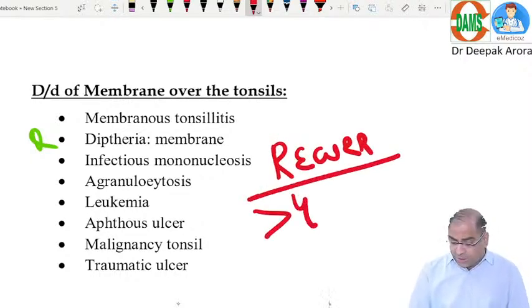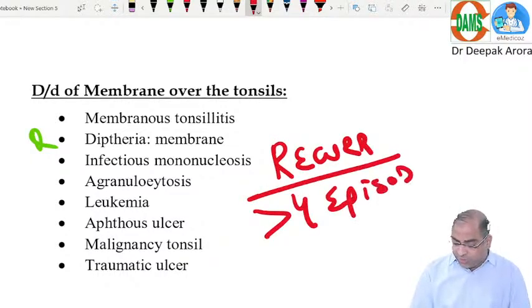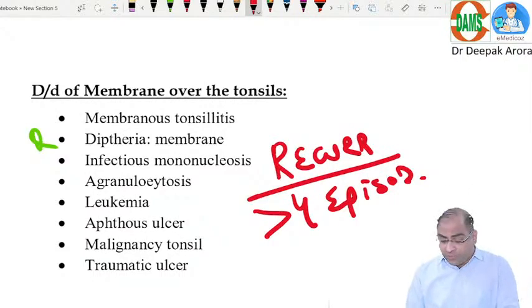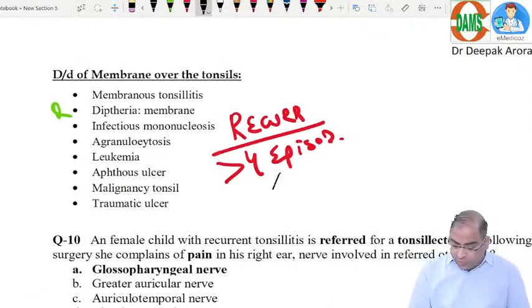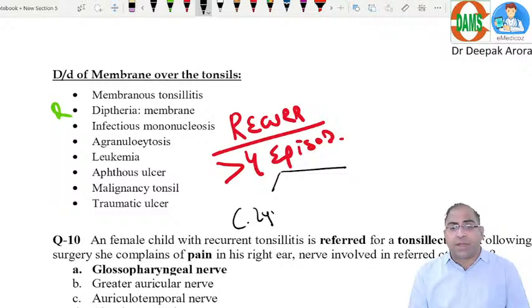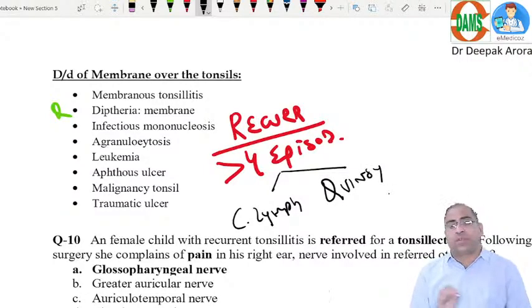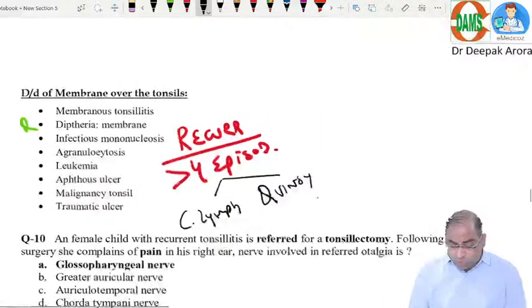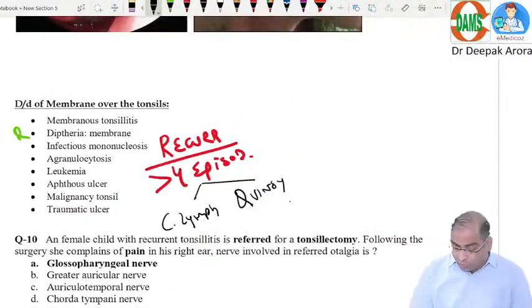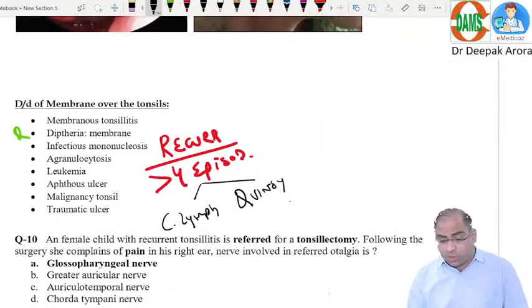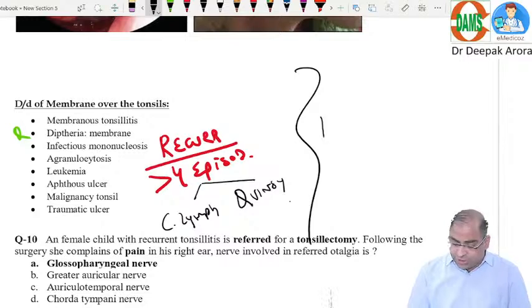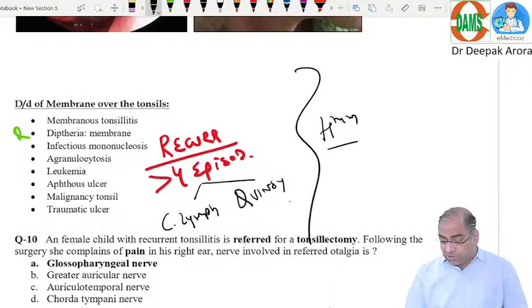More than 4 episodes. So this is the new definition: more than 4 episodes with a single episode of either cervical lymphadenopathy or quinsy. Quinsy is peritonsillar abscess. Clear? Then you should be master of type of bleeding, the most common complication, because the most common complication is hemorrhage. Therefore you should be confident of type of hemorrhage. Always remember, venous bleeding is more than arterial.